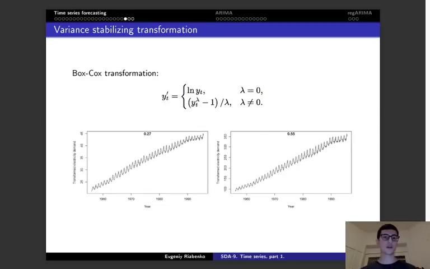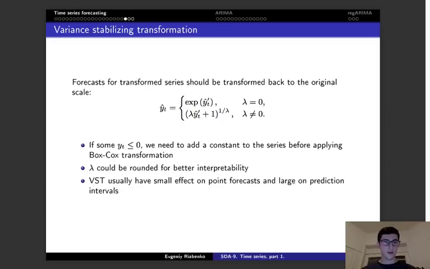A more general approach is to use Box-Cox transformation, so it's parameterized, and it can be either polynomial or logarithmic, depending on the value of this parameter lambda. And so typically you just tune this parameter to make the variance of these time series more stable. So you first transform your time series with this transformation, and then when you do prediction, you need to make an inverse transformation to go back to your original scale.